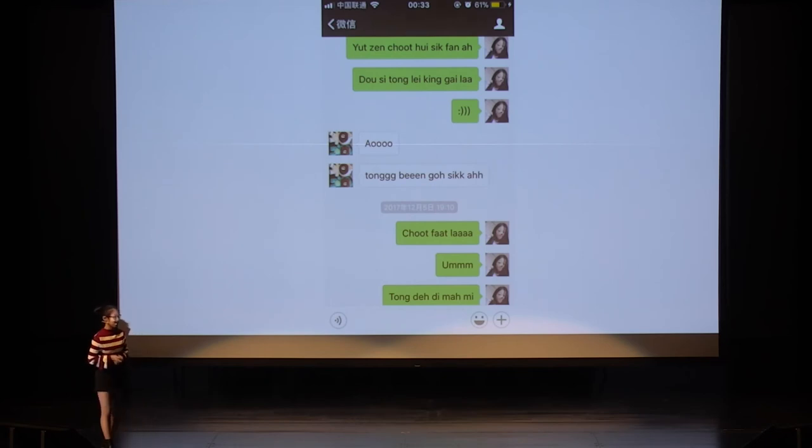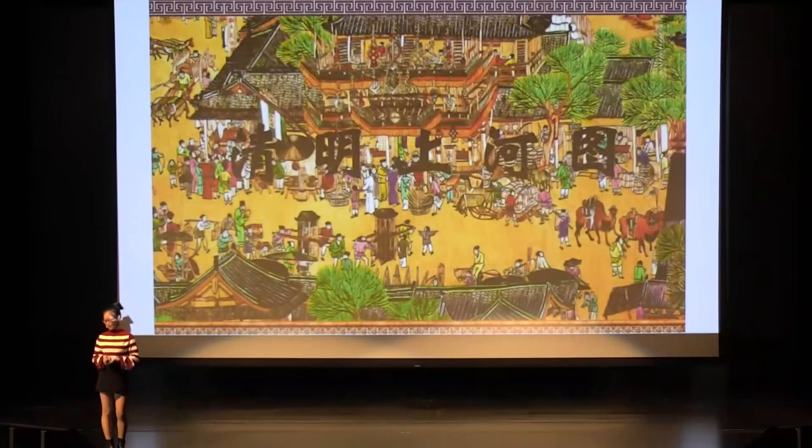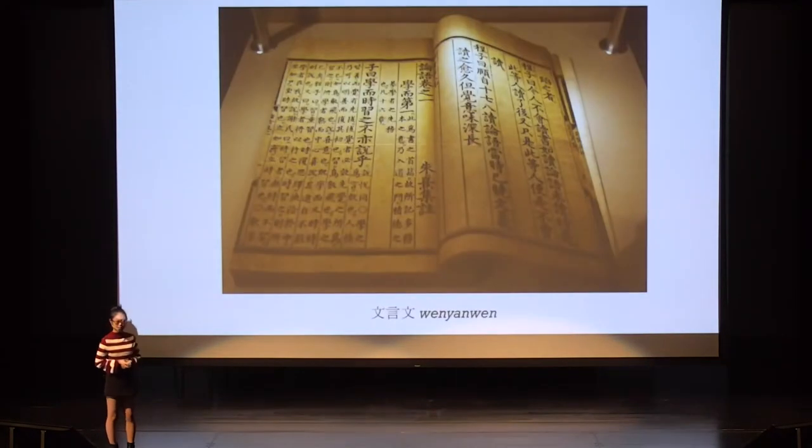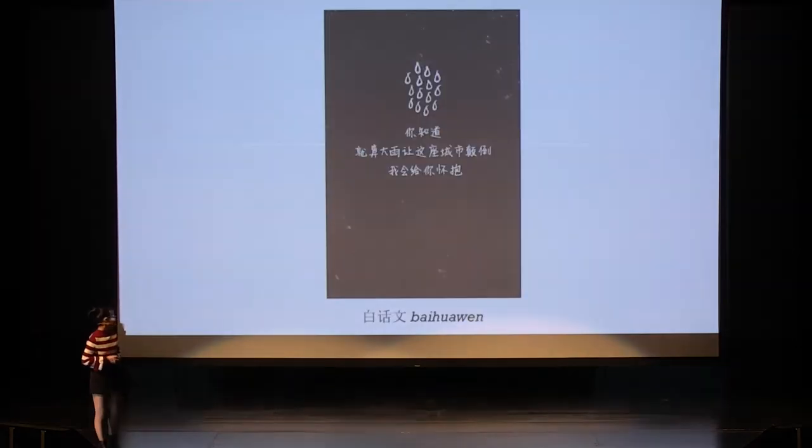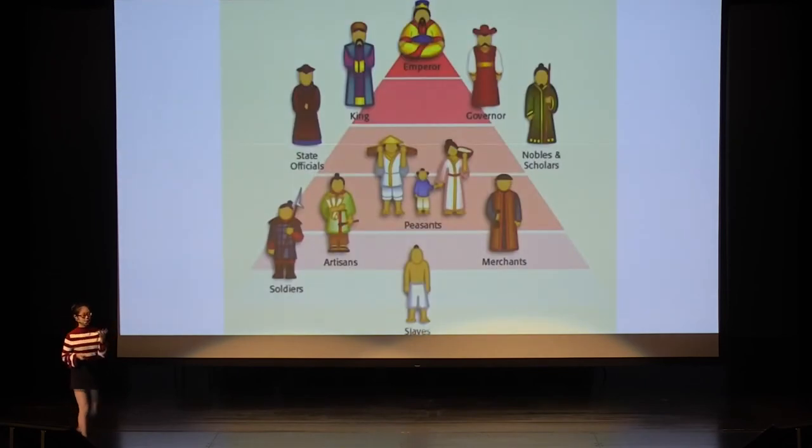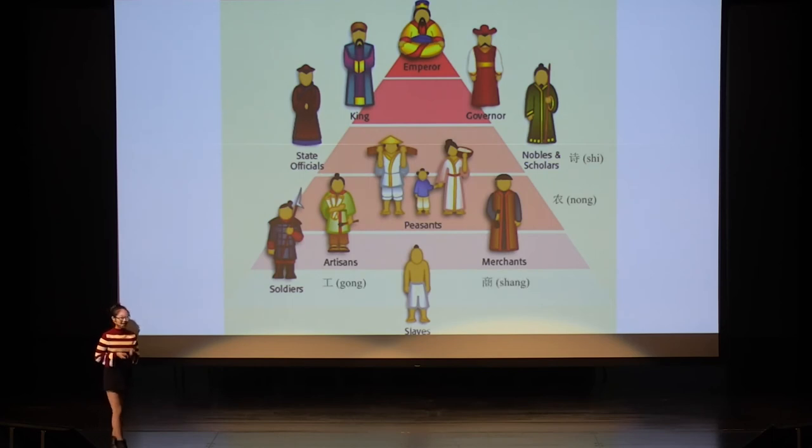Let's examine the impacts by traveling 200 years back to traditional China, where two forms of language existed. There was the standard form, Wenyanwen, which was associated with the styles of classic literature, and Baihuawen, the non-standard language. This literally means plain language, meaning that it's straightforward and down to earth. And at that time, below the emperor, king, and governor, there were four social classes: Shi, Nong, Gong, Shang. And the class of Shi, containing scholars and officials, ranked well above the other three classes.